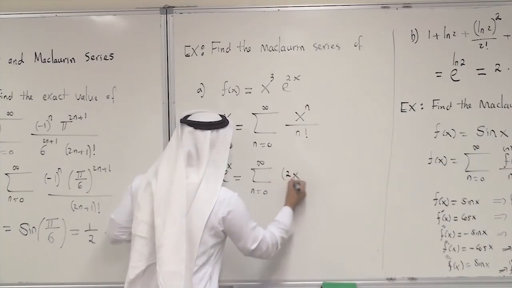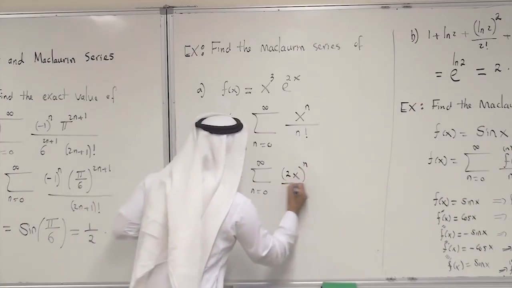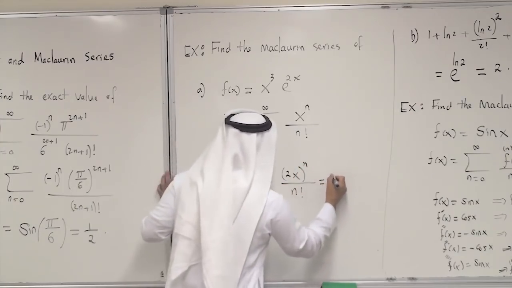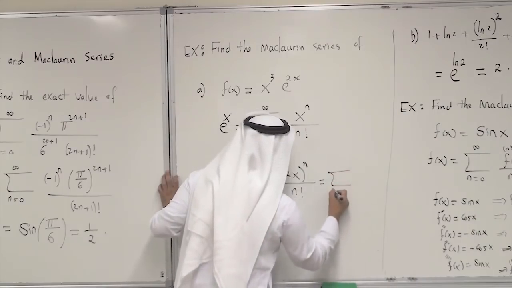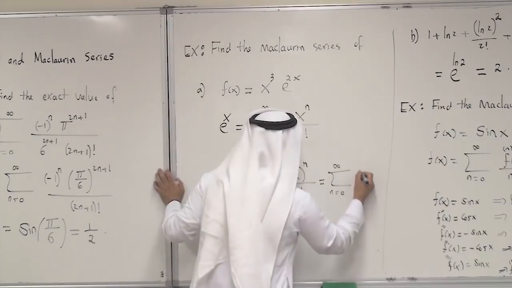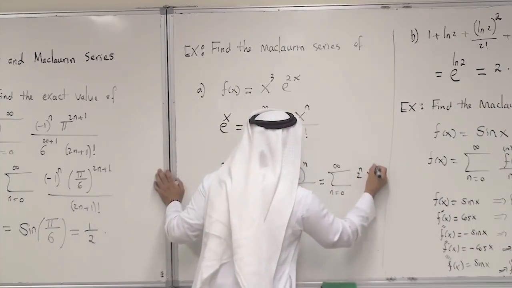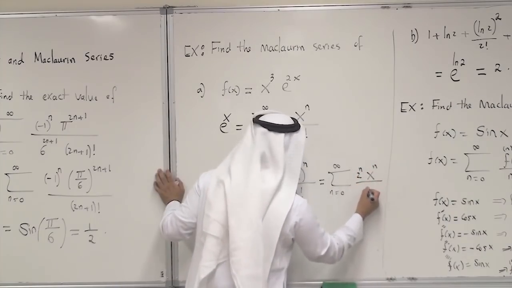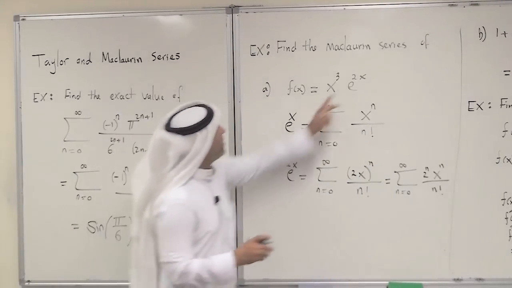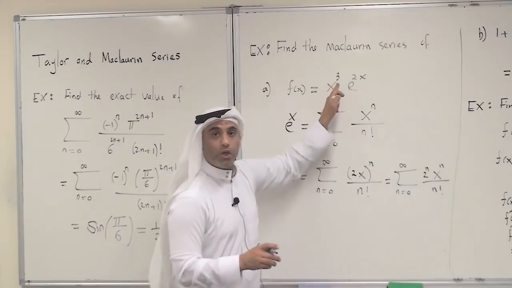(2x)^n divided by n factorial, which is actually equal to the summation of n equal to 0 up to infinity, and that is 2 to the power n, x to the power n, divided by n factorial. Okay, we reach up to e to the power 2x. Now, multiplying by x cubed.